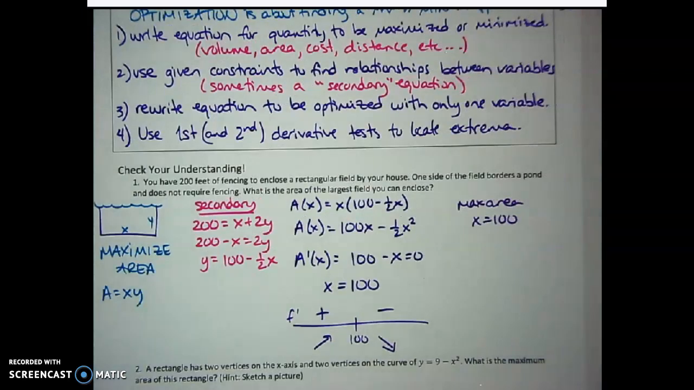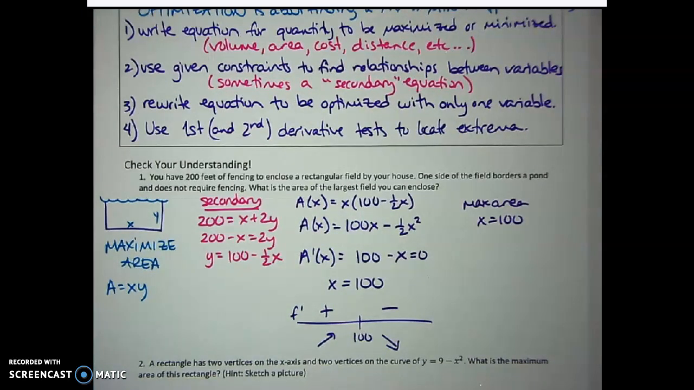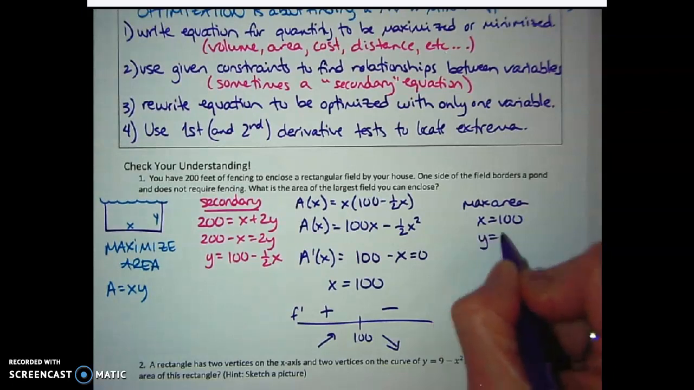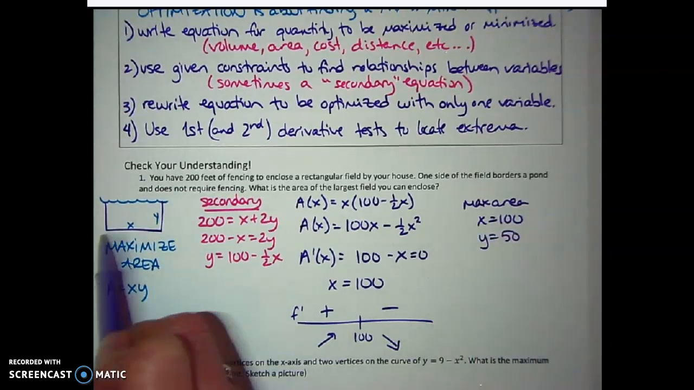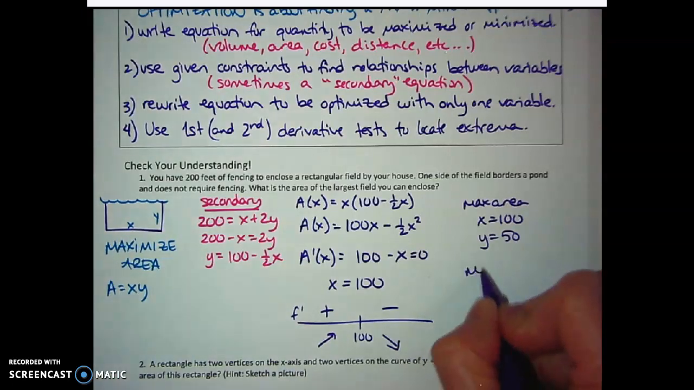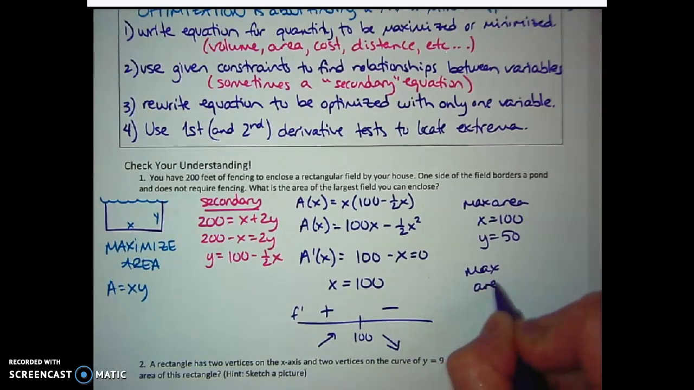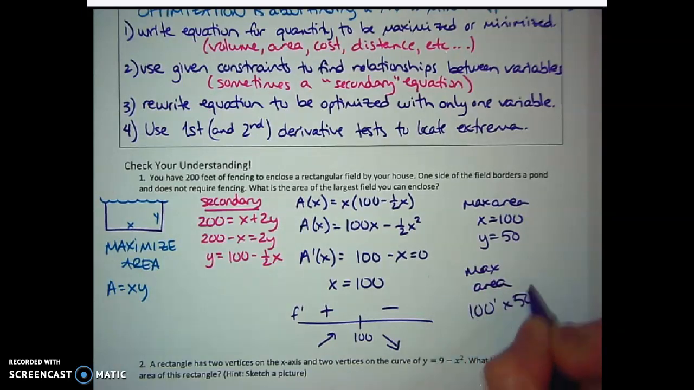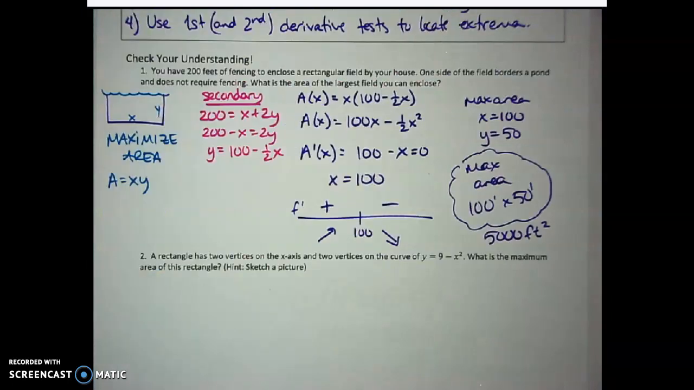And I can plug that into my secondary equation and find out how long my y should be. In this case, I can use some common sense, and I know that my y is going to be 50. If this is 100, I only have 100 left for each of those sides, so it's 50. So I have a maximum area if my field is 100 feet by 50 feet. Making sure I answer the question, it asked what is the area of the largest field. The area would be 5000 square feet.